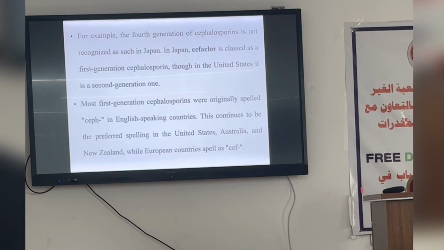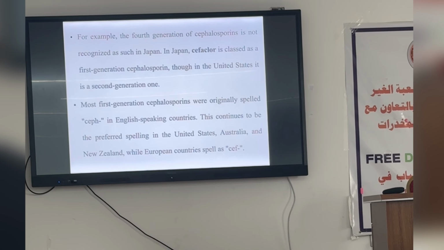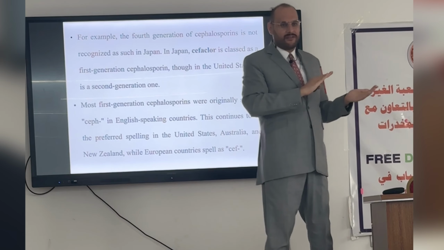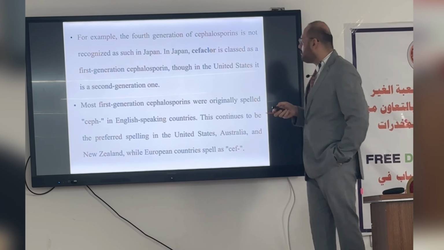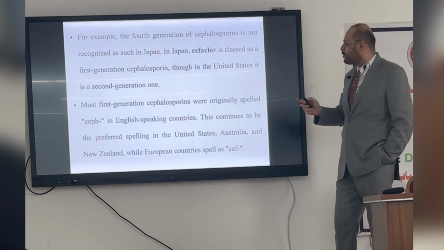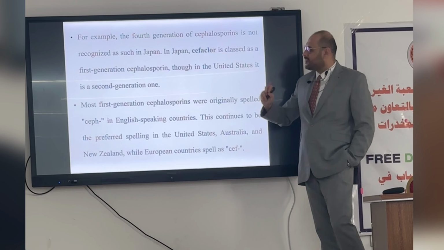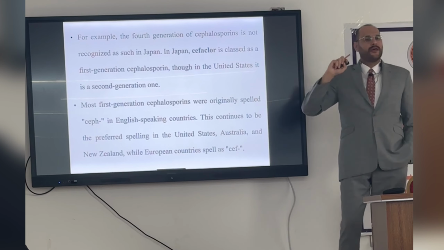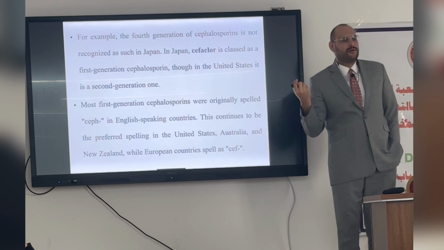Other example, for example, fourth generation of cephalosporin is not recognized in Japan. يعني حتى باليابان يقولون جنريشن رابع ما عندنا، كل اللي عندنا كلها يعني هذا الدواء موجود بس مو جنريشن رابع، جنريشن ثالث. جماعة الجديد من جنريشن ثالث. For example, in Japan, cephalosporin is classified as first generation cephalosporin, while the same drug in the United States is second generation. يعني عندك مادة cephalosporin generation واحد بالدولة وجنريشن الثاني بالدولة الآخر.